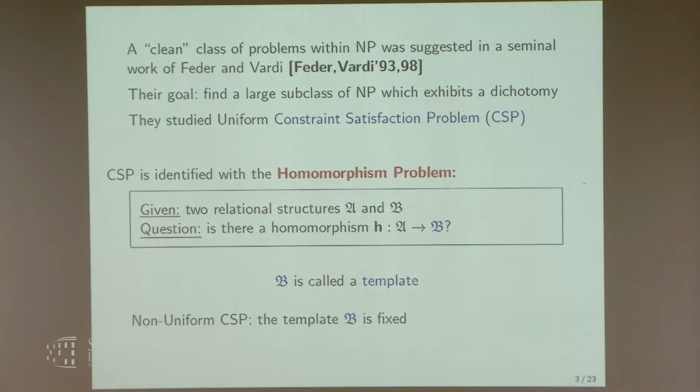A clean class of problems within NP was suggested by Feder and Vardi in their seminal work. Their goal was to find a sufficiently large class of NP which exhibits a dichotomy, and they studied uniform constraint satisfaction problems. A constraint satisfaction problem is identified with the homomorphism problem. Given two relational structures, the question is: is there a homomorphism between them? The second structure is called a template, and non-uniform CSPs are those where the template is fixed.